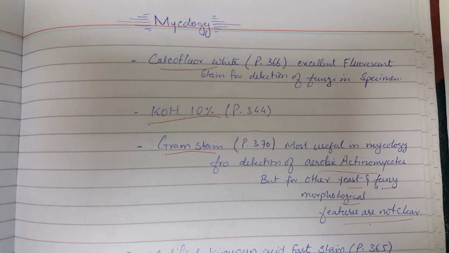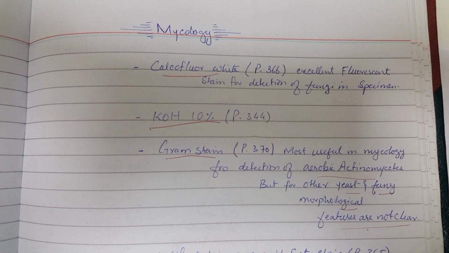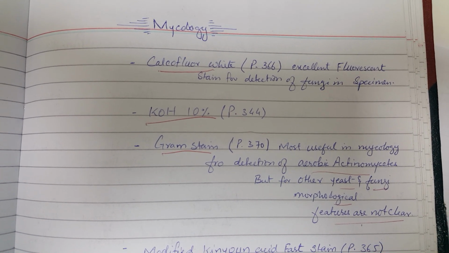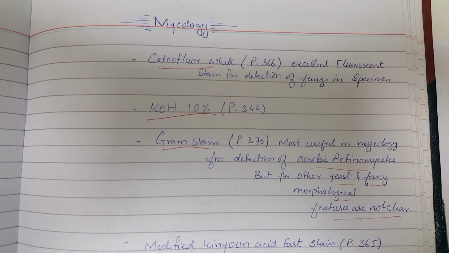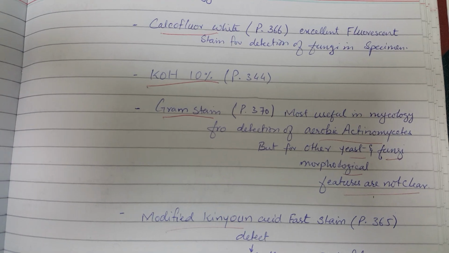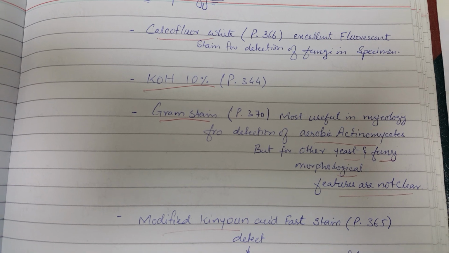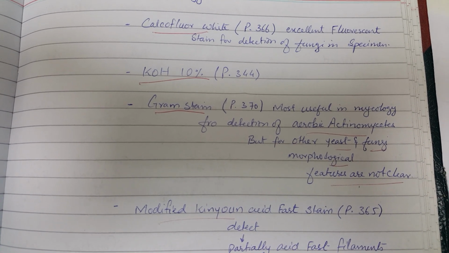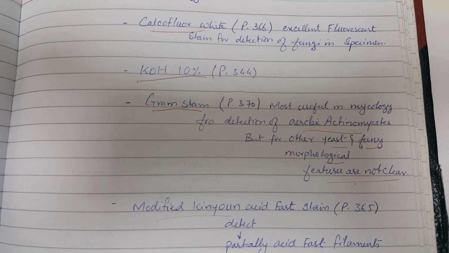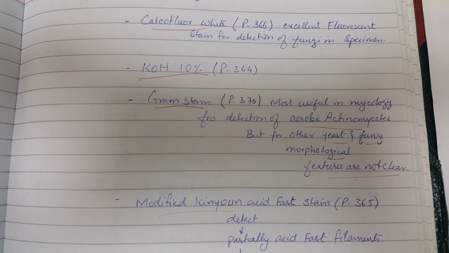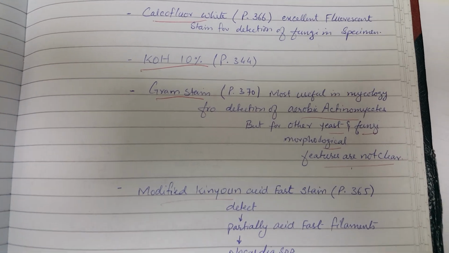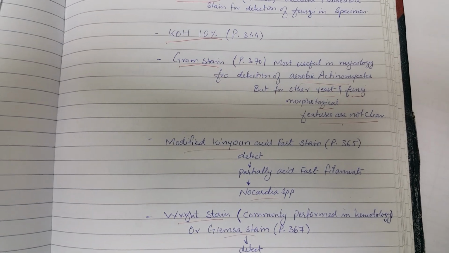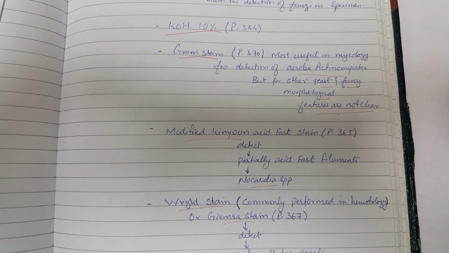ELISA may be used. In mycology, Calcofluor white stain is an excellent fluorescent stain used for detection of fungi in the specimen, and KOH 10% is also used. The Gram stain is most useful in mycology for detection of aerobic actinomycetes, but for other yeasts and fungi, morphological features are not clear in the Gram stain. Modified Kinyoun or acid-fast stain is used for the partially acid-fast filaments of Nocardia species.